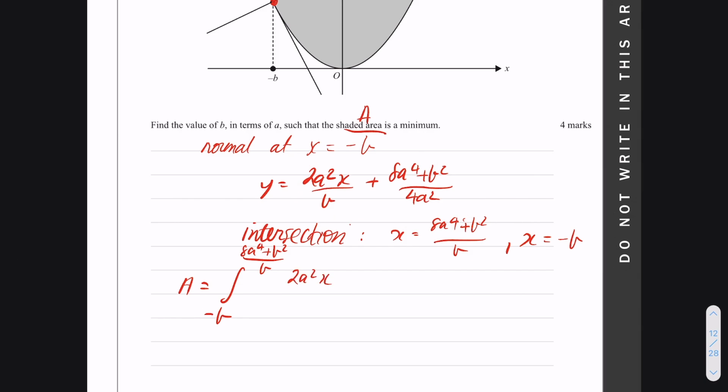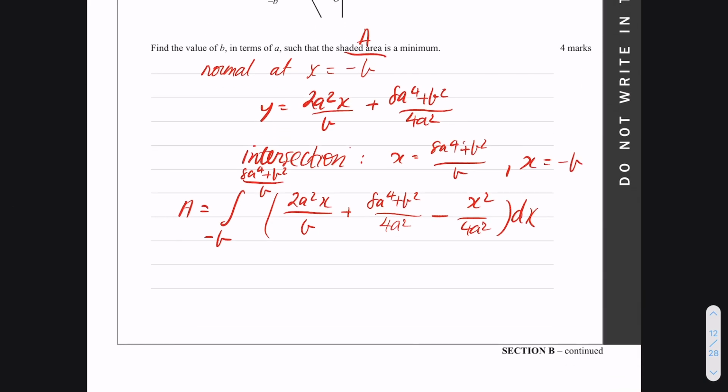This is a bit annoying to write out. And then minus the x squared over 4a squared dx. And we want the value of b. So we want a minimum, so we're going to differentiate it. But this area is nothing in terms of x, so we're not differentiating with respect to x, because when we integrate and sub in the bounds replace x, so we've only got something in terms of a and b.